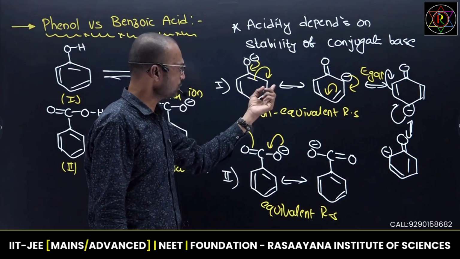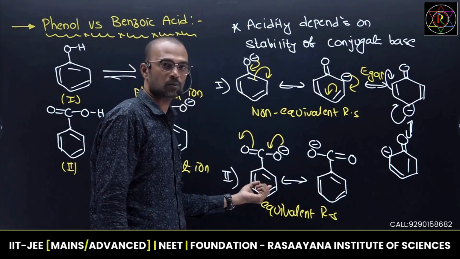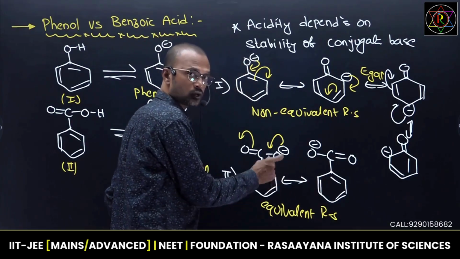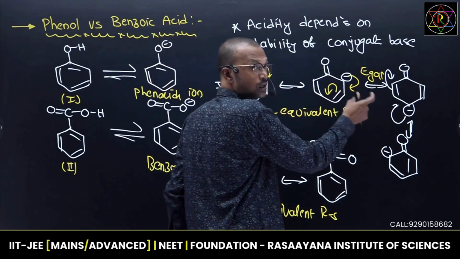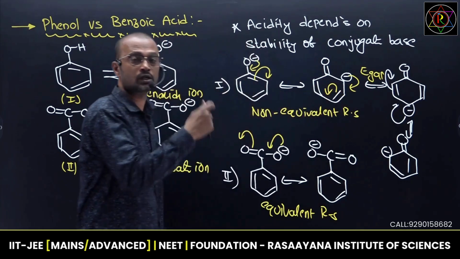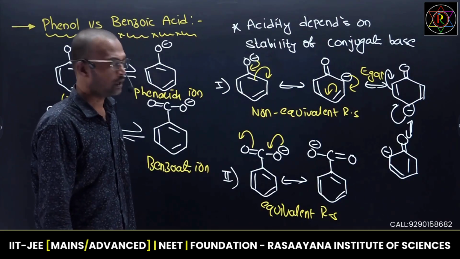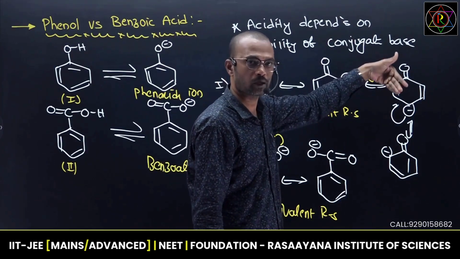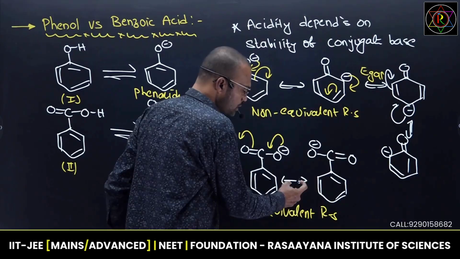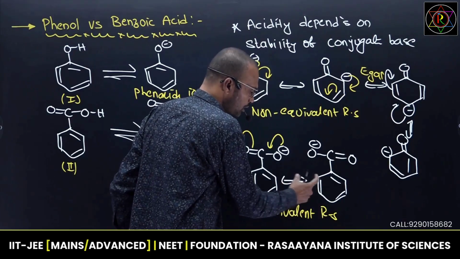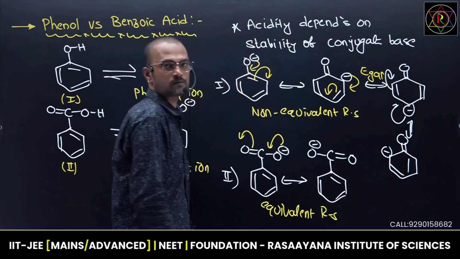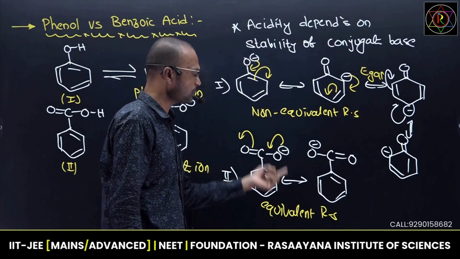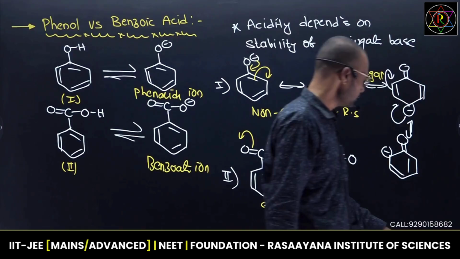Even though phenoxide is giving more, it is less stable, and benzoate is more stable, because the energy gap to convert one resonating structure to the other is very small. But here the energy gap is very high, meaning it is unnecessarily wasting energy. If the energy gap of interconversion of resonating structures decreases, stability increases. So even though phenoxide carries more resonating structures, it is less stable and this is more stable. Okay, next.